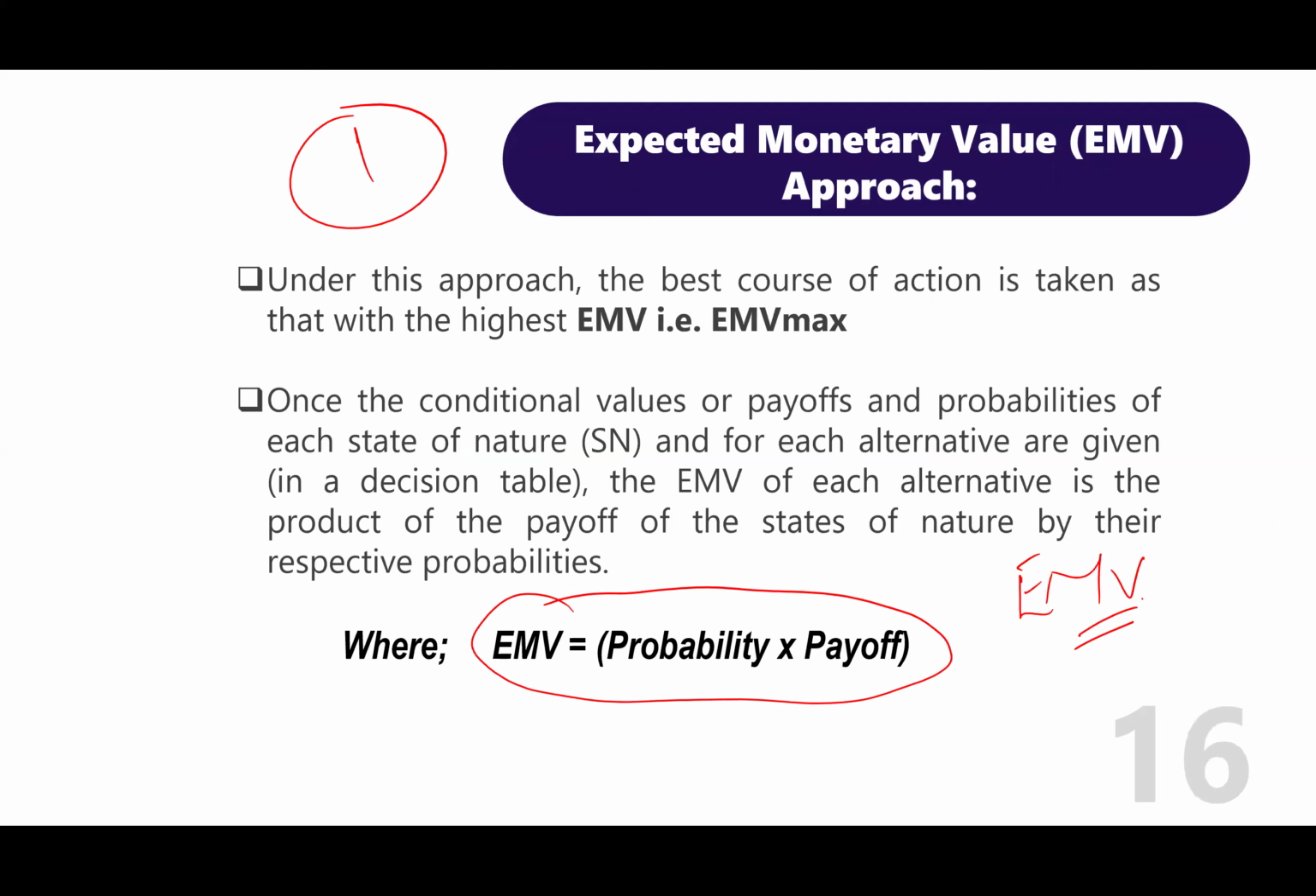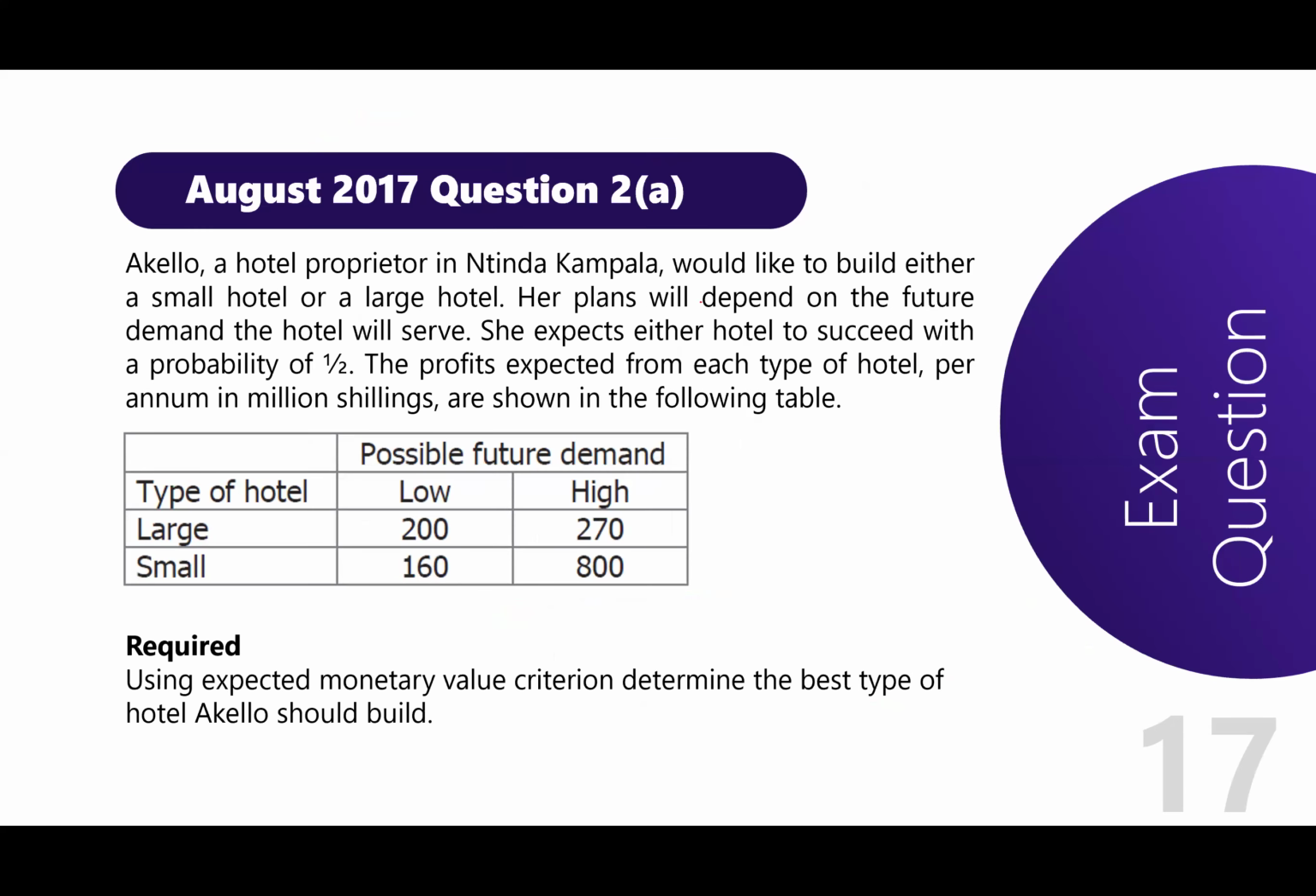So we shall be calculating the expected monetary value for each alternative by multiplying the probability and the payoff. So at the end of the day, whatever gives us the highest, which we shall call the expected monetary value maximum, is the one that we shall go with. So we shall run through this August 2017 question quickly to see how that method works.